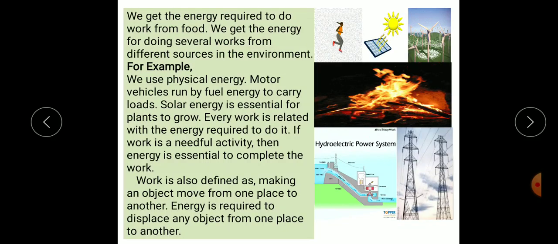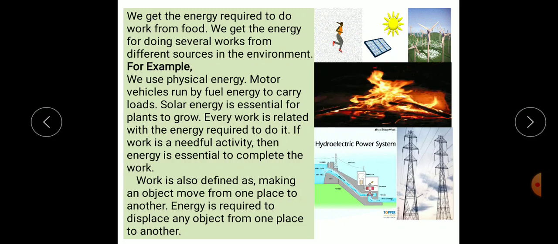So students, we get the energy required to do work from food. We get the energy for doing several works from different sources in the environment. For example, we use physical energy. Motor vehicles run by fuel energy to carry loads. Solar energy is essential for plants to grow.